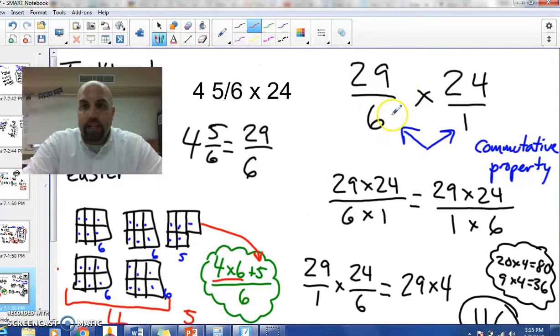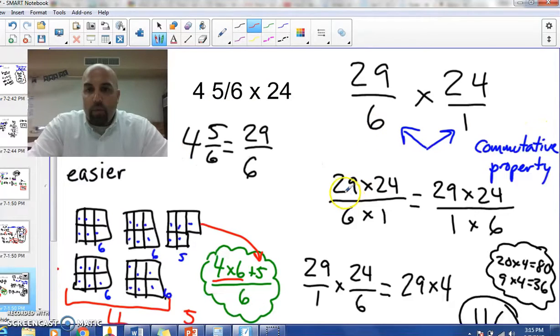So now back up to my problem. I have 29/6 times 24. I'm going to use the commutative property again to help me out because I think it's going to be a little bit easier for me. What this problem really means is I would multiply the numerators, 29 times 24, and then divide it by 6 times 1. But remember that I can switch the order. So I'm going to switch this 6 and this 1. So I'm going to make it 29 times 24 divided by 1 times 6. I just switched the order.